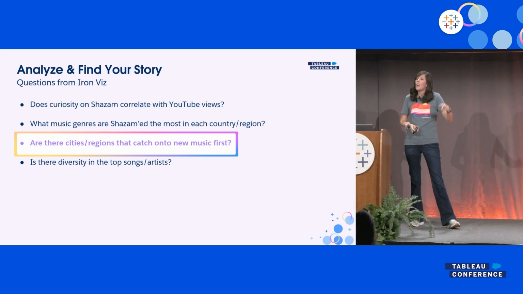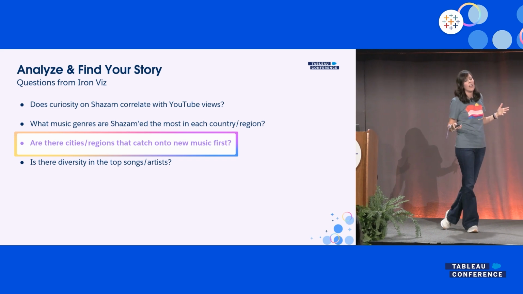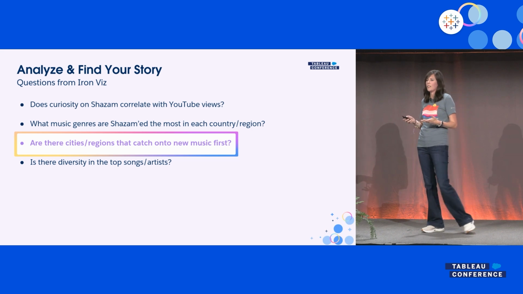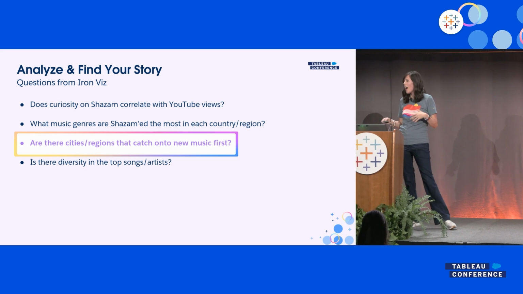What was in the data was 3 artists' songs catching on like wildfire all over the place, right? So it became less about trend-setting cities and became more about trend-setting artists. So that's an example of where you may not end up where you started, and that is okay, right? Find the story in your data.